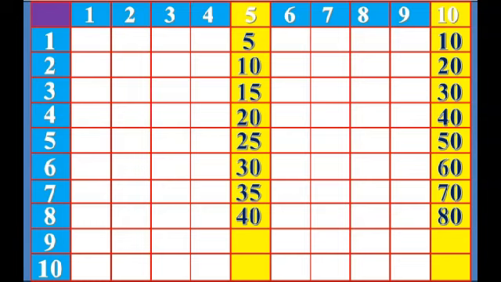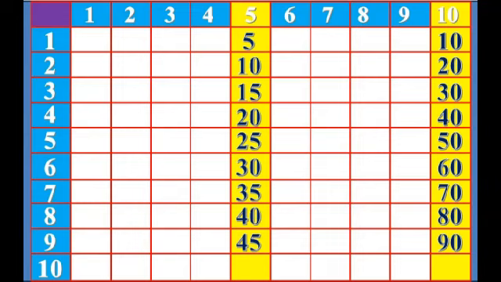What is 9 times 5? 9 times 5 is equal to 45. And 45 times 2 is equal to 90.